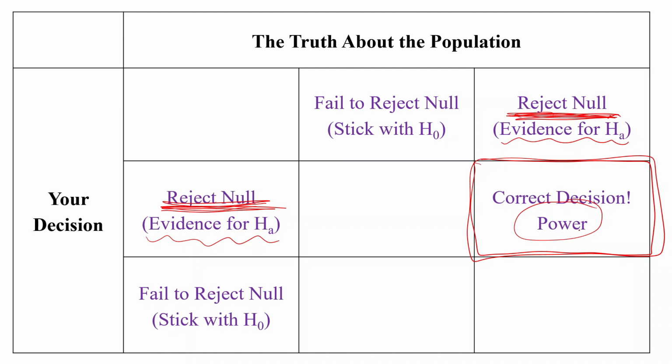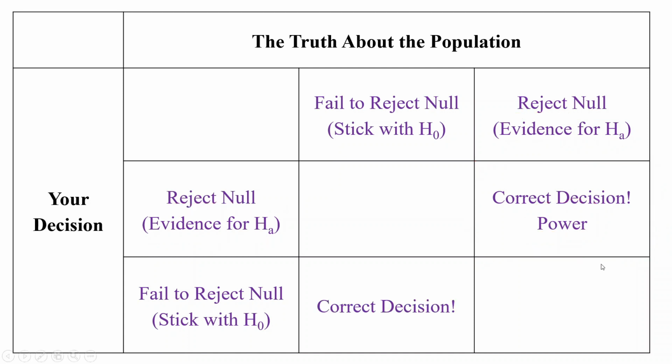Okay. Power is a probability. It's given a value between 0 and 1. And we do not calculate this probability in this class, but we are going to talk about what kind of influences it in a little bit. Okay. But that is power. Correct decision. Right in that situation, that's called power.